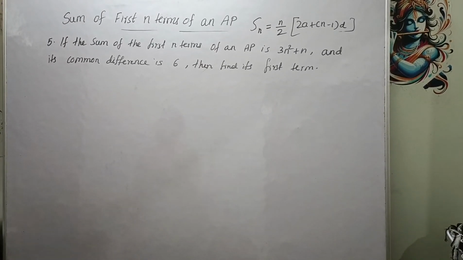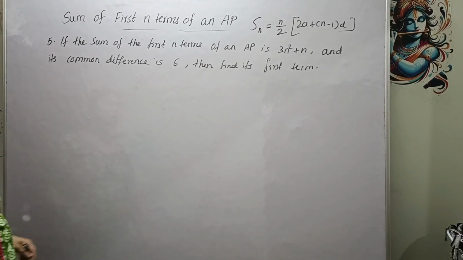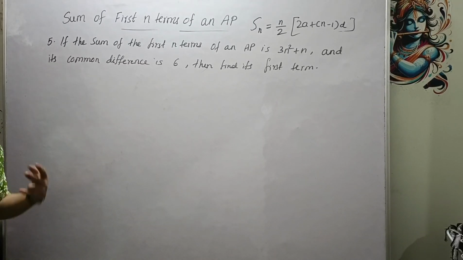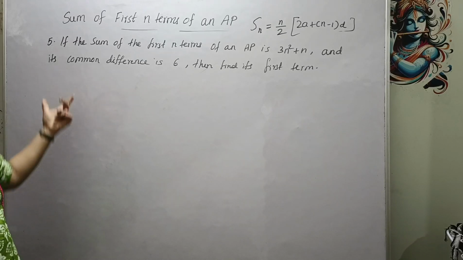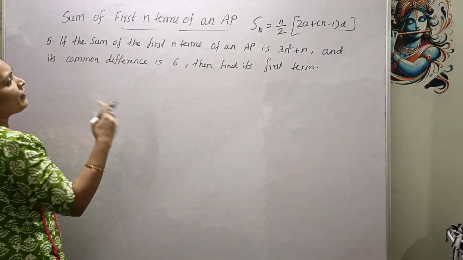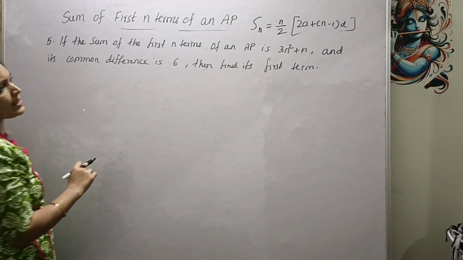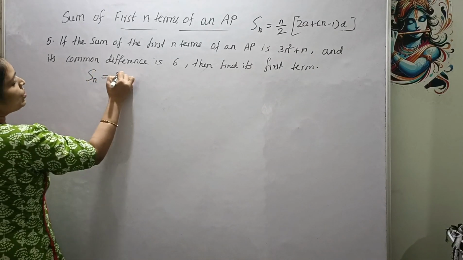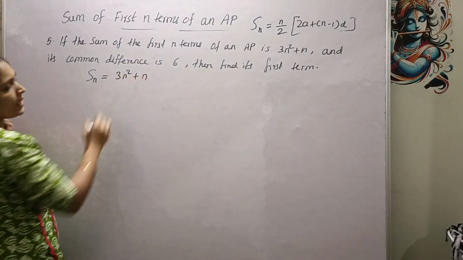If the sum of the first n terms of an AP is 3n square plus n and its common difference is 6, then find its first term. It's very simple, right? So no need of this common difference. We can find it directly. Here it is given the sum of the first n terms of an AP is 3n square plus n. That is, Sn is equal to 3n square plus n.